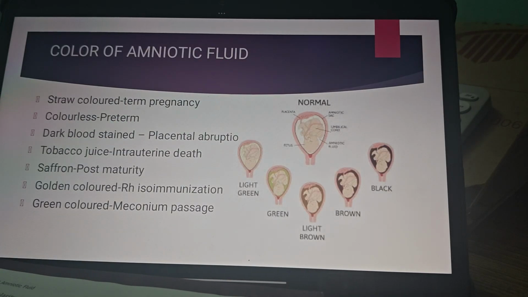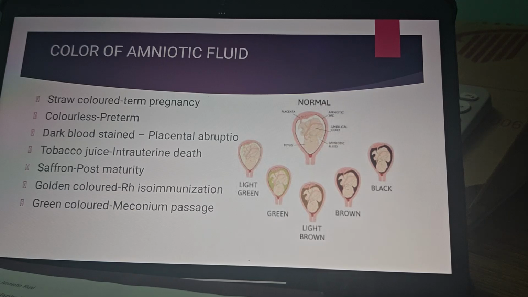So, what is the color of the amniotic fluid? In early pregnancy, it is colorless, but as the pregnancy advances, its color changes to straw colored due to the presence of exfoliated lanugo and fetal cells. It may look turbid due to the presence of vernix caseosa also. So, these are the appearances of the amniotic fluid based on the conditions given.